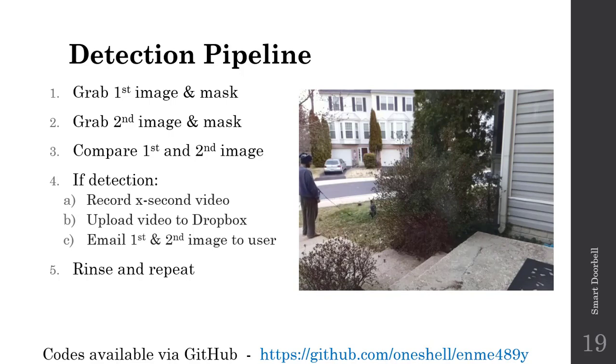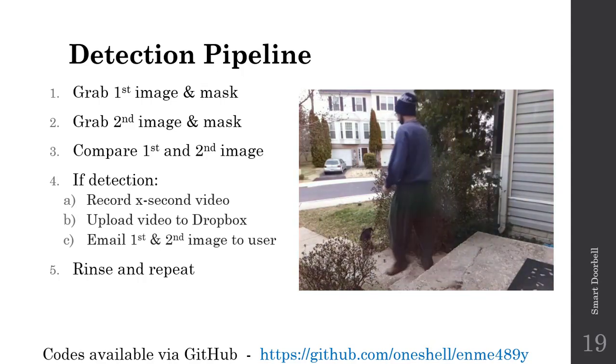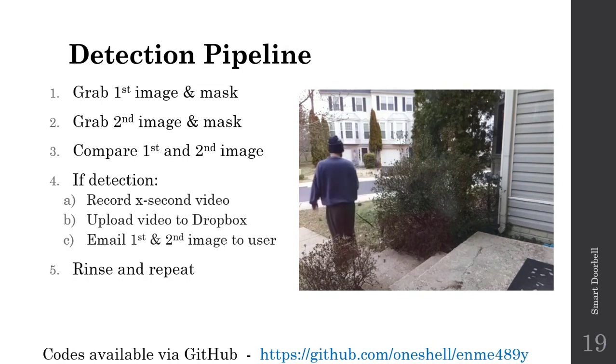In part 3 of this lecture series, we incorporated a path to automatically upload an X second long video to Dropbox. And then in part 4 of this lecture series, we'll continue by emailing the first and second image to the user, thereby notifying the user that someone or something entered the user-defined area. And we'll go ahead and use Twilio to also notify the user by sending him or her a text message.